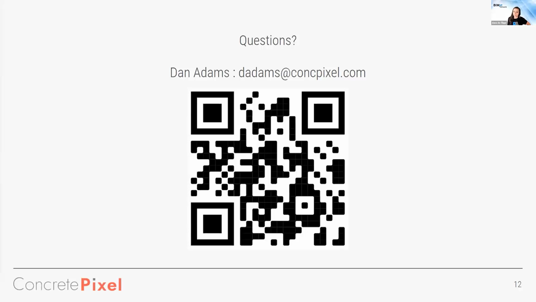Can fabrication use this application to develop their shop drawings? Yes. Let's start there. Yes. Yep. Absolutely. We had a question from David, who asked, we use cast in place anchors for our curtain wall all the time.